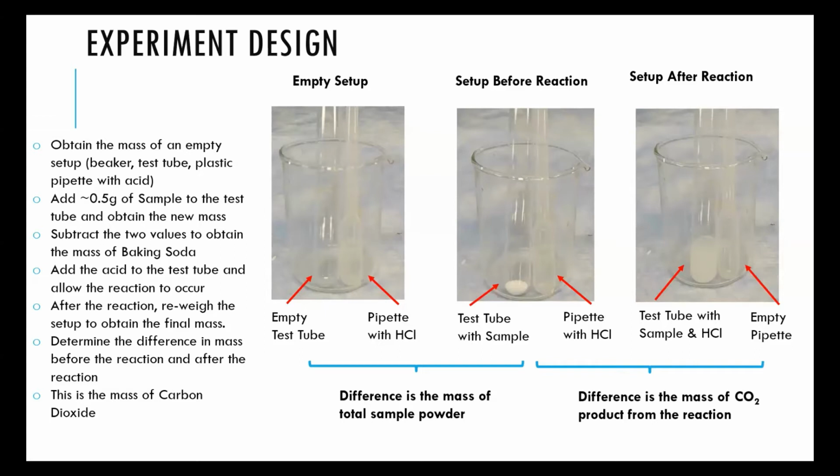When you have a mass of the carbon dioxide, you're able to determine the moles of carbon dioxide using its molecular weight, determine the moles of carbonate by using the reaction ratio or the stoichiometry of the balanced chemical reaction, and then the mass of that carbonate by converting moles back into grams using the molecular weight of the carbonate ion.